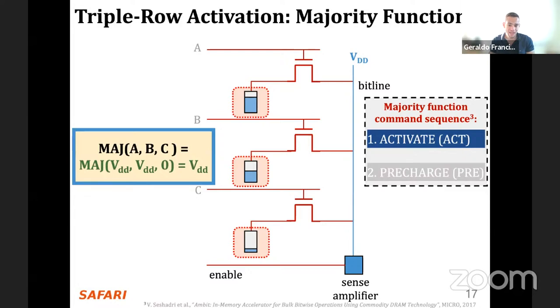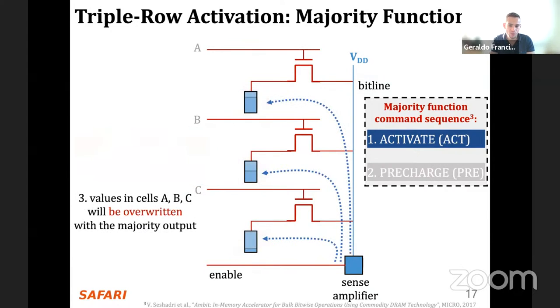In this example, the majority of the rows A, B, and C is going to be equal to VDD, because the first DRAM cell A is in a charged state, B is also in a charged state, and C is in a discharged state. So when all those three rows are activated at the same time, the sense amplifier is going to pull the voltage to the majority of the three.